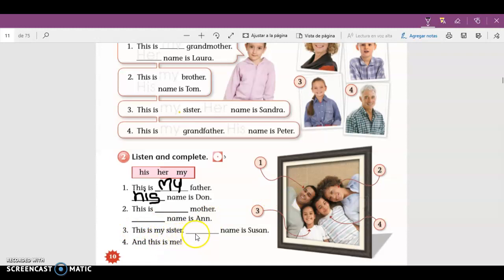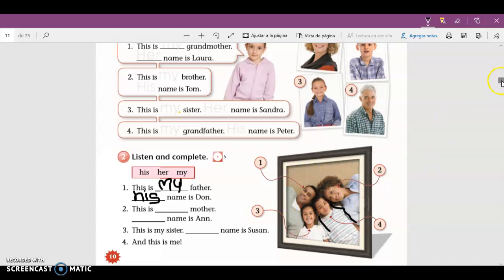3. This is my sister. Her name is Susan. Look, number 1 is Don. Number 2 is Anne. Number 3 is Susan. And number 4, look. This is me. Look, this is the boy's family. The boy said, this is me. Este soy yo. So, this is the boy's family. Look at the mother, the father, and the sister.